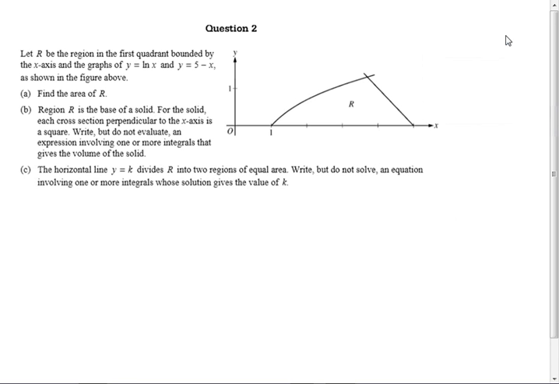Okay, I have the region in the first quadrant. Hopefully they graph it for us. Bounded by the x-axis, the graph y equals log of x and 5 minus x. Find the area of R. And there are two ways to do this. How do you want to do that, Jack? Do you want to divide it up horizontally or vertically?